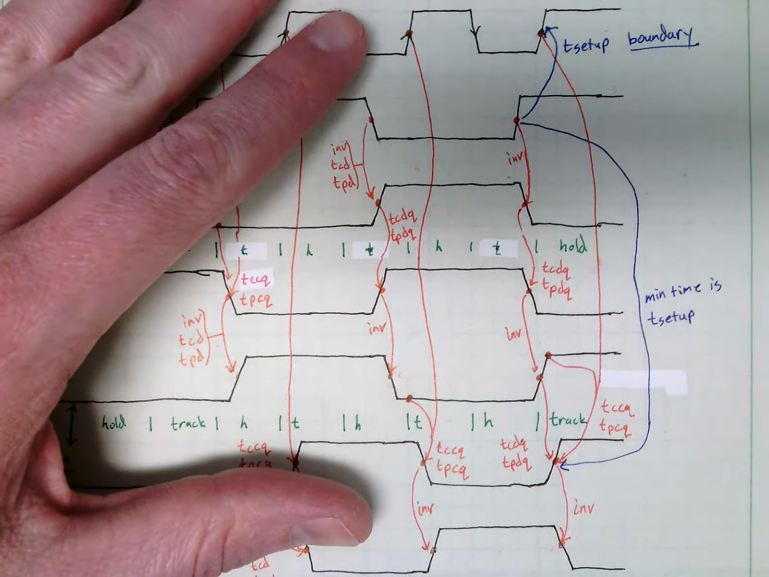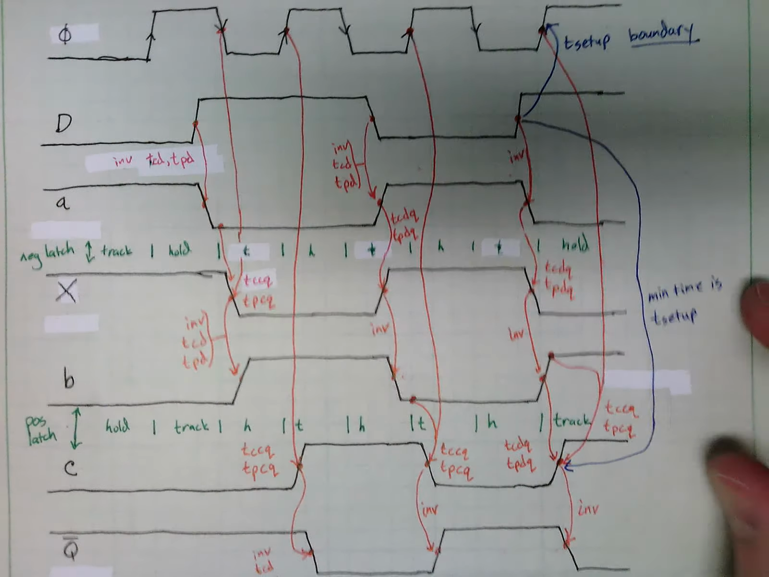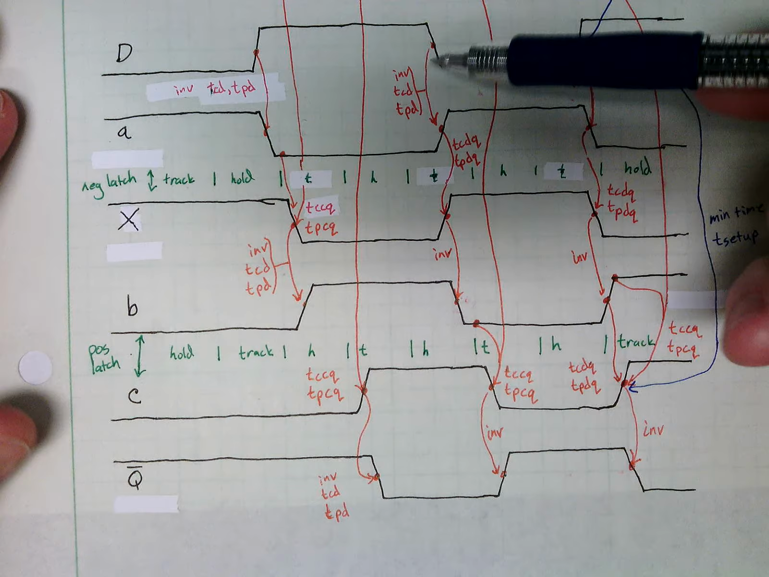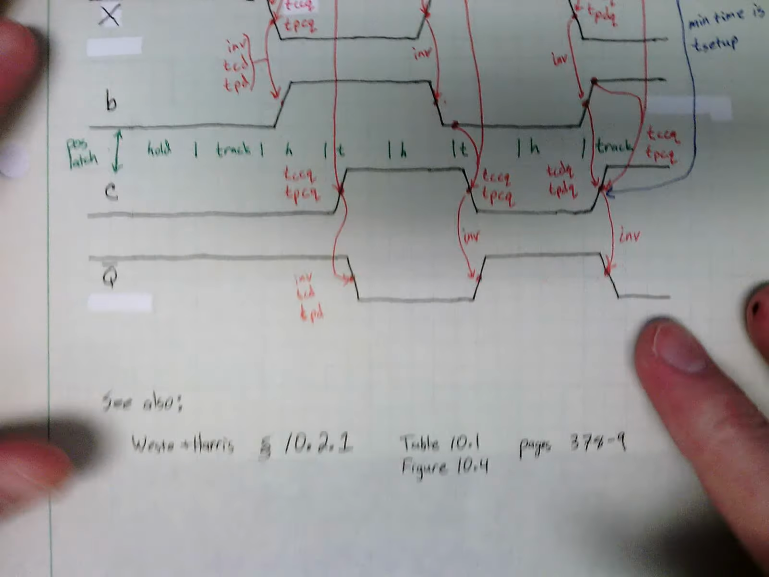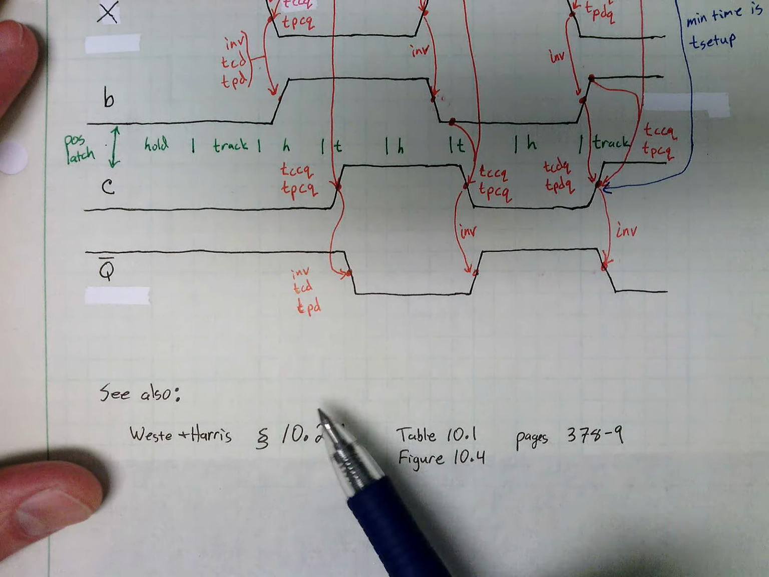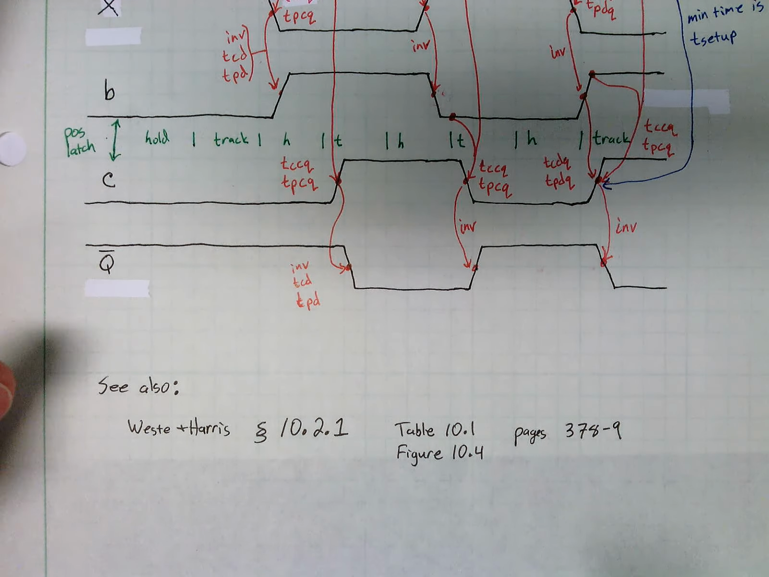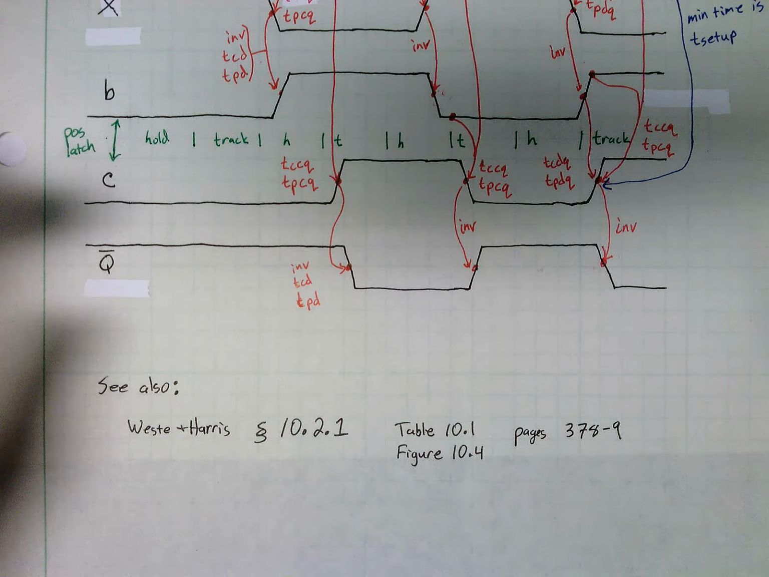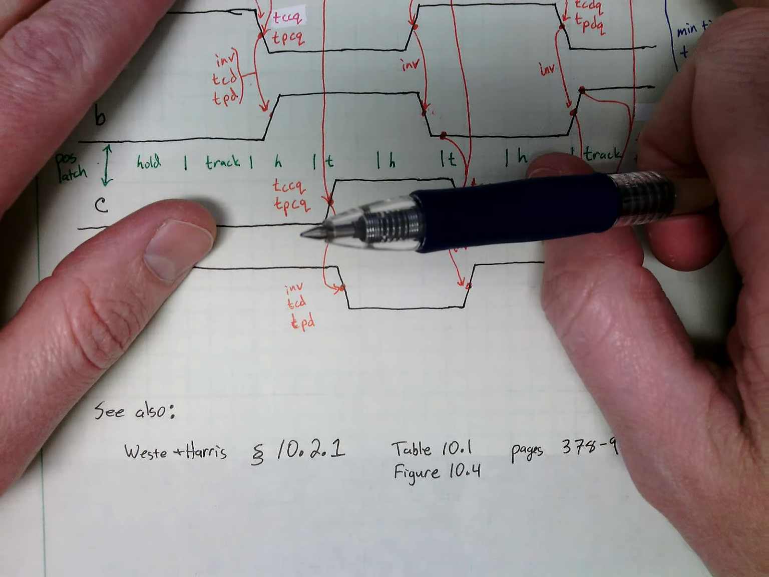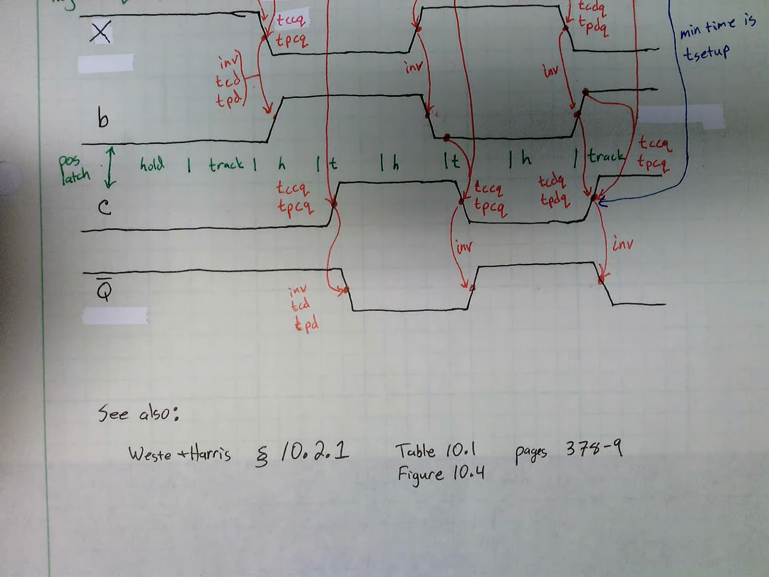If you want to see more of these definitions, where the definition table is, you can see Weste and Harris, 10.2.1. The tables and the figures are great. They're on pages 378 and 379. I really want you to look at not just my handout in the video, but also study the figures in the book, because they're typeset and give you a different view of the same parameters.